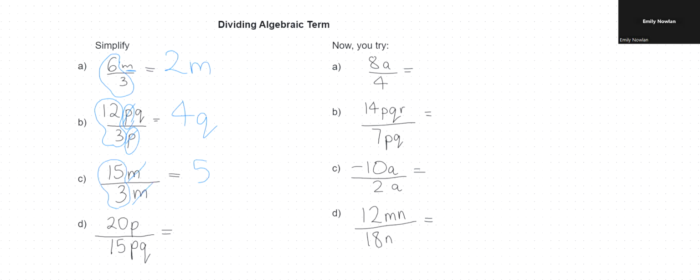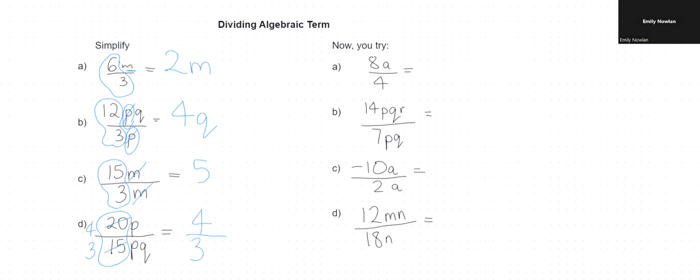Now, last one. We've got to do the numbers first. And this one's slightly different. We've got 20 over 15. Now, that doesn't go to a nice whole number, but it does go to a nice fraction, because we know that 5 goes into 20 4 times and 5 goes into 15 3 times. So it remains as a fraction of 4 over 3, which is quite a nice fraction as far as fractions go.